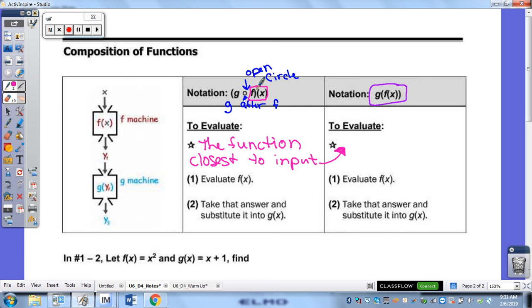The function that's closest to it is the f function. So you would do the f of x function first. So you evaluate that, and then you take that answer and you plug it into the other one. You plug that into the g function. Same thing would happen over here with this notation. The f function is the closest one to your input value of x. So you plug it into there, and then you take that answer and you plug it into the g function. So you start closest to the input and you just kind of work your way out.